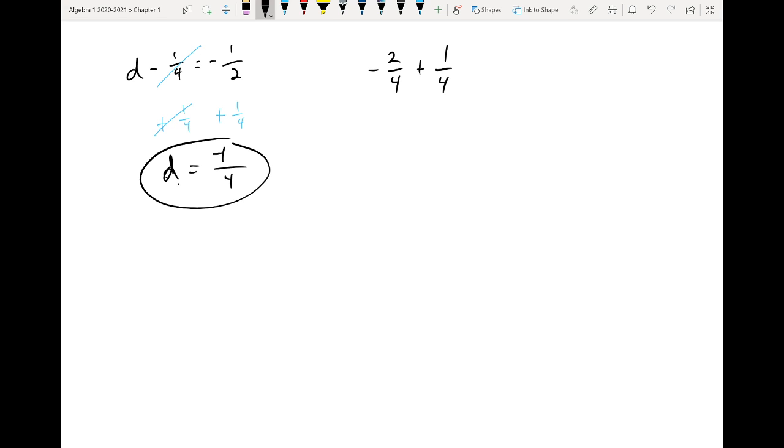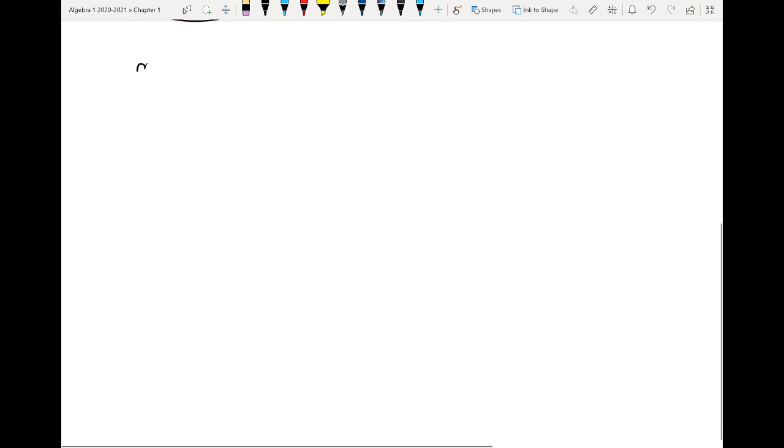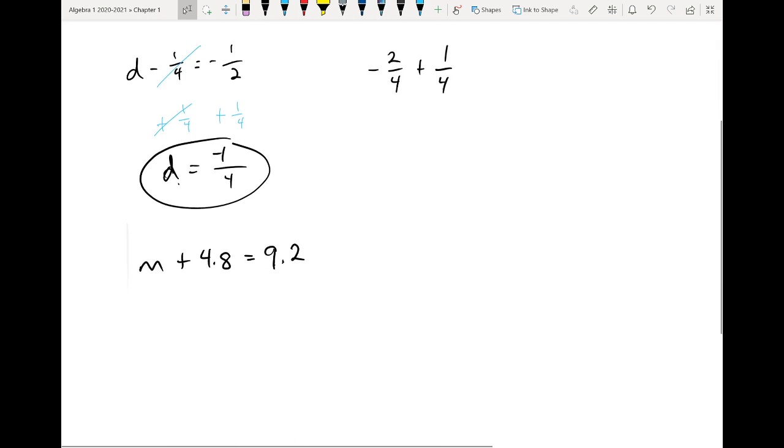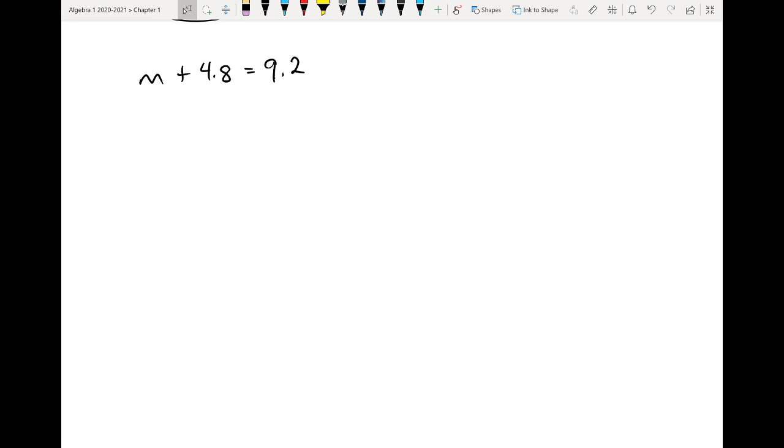Next, I have m plus 4.8 equal to 9.2. Again, I need to get m by itself, so I'm going to perform the inverse operation. Gentlemen, this is the minimum I need to see from your work on these problems. If I do not see this much, you will not be receiving credit. I'm going to subtract 4.8 from both sides.